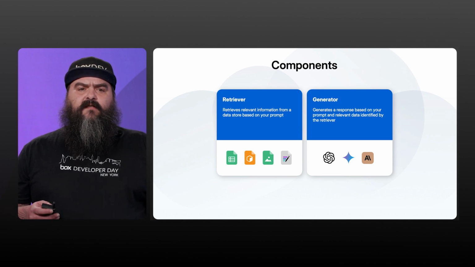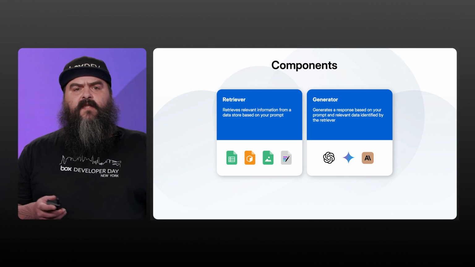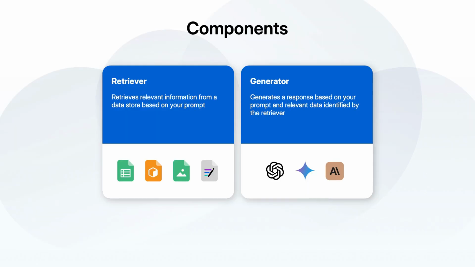When we talk about RAG, there are really two main components, a retriever and a generator. The retriever is responsible for retrieving relevant information from a large knowledge base or document collection, while the generator generates coherent and contextually appropriate responses based on the retrieved information.